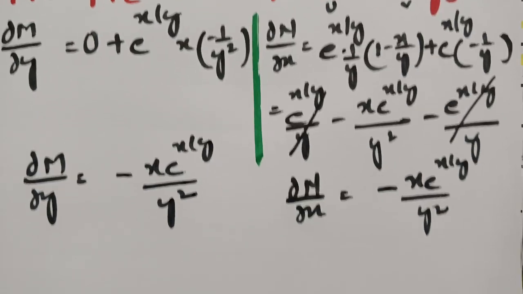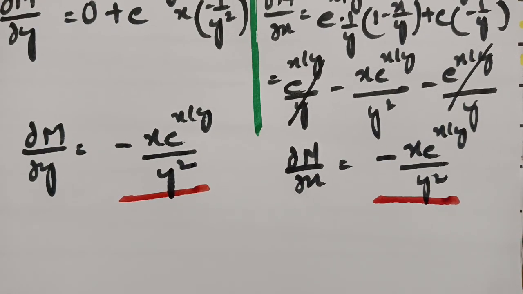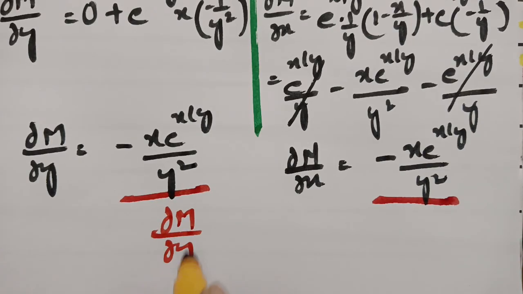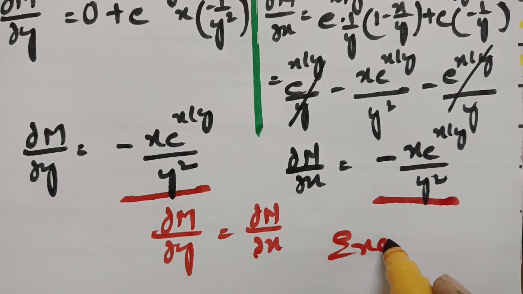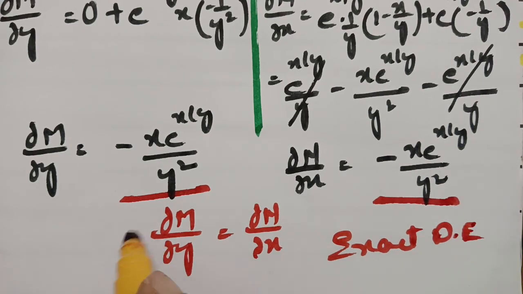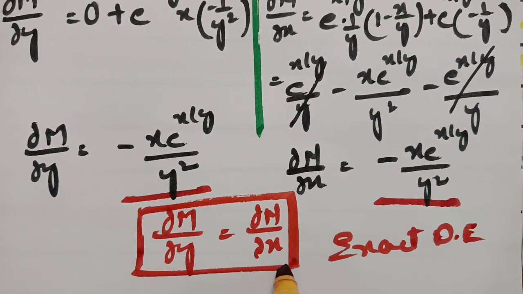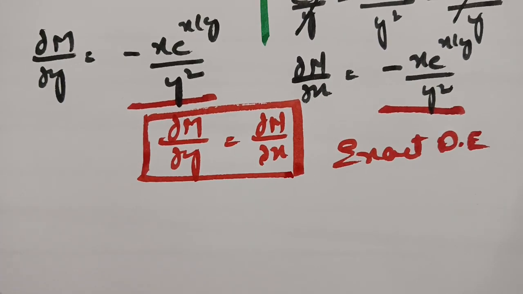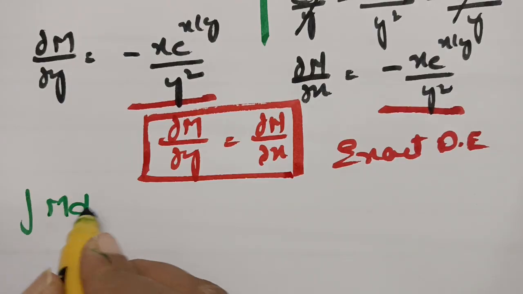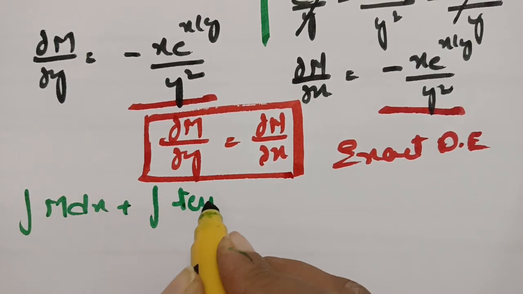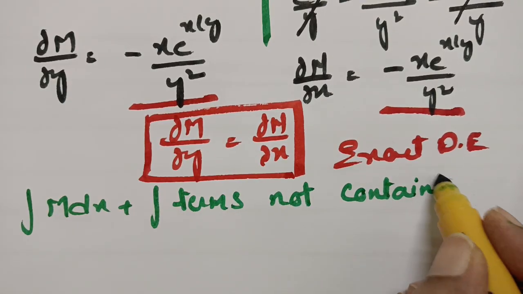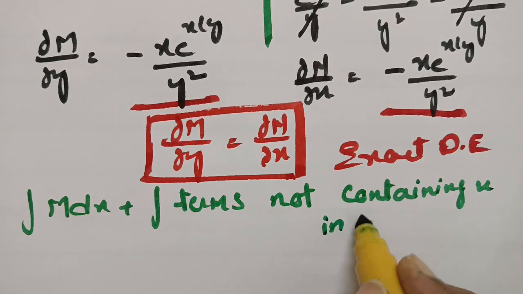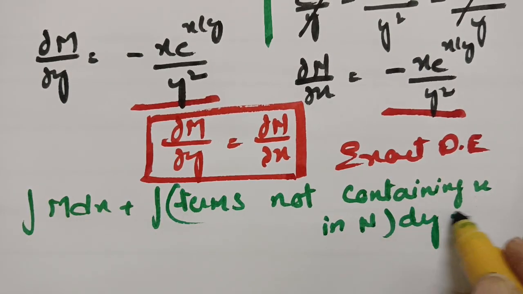As you can see that both the values are same, and therefore I conclude that dou m by dou y value is equal to dou n by dou x, and therefore I say that it is an exact differential equation, as both the values dou m by dou y and dou n by dou x are equal, and therefore we have to find the solution here. For finding the solution here, this is m dx plus the terms not containing x in n of dy is equal to 0.